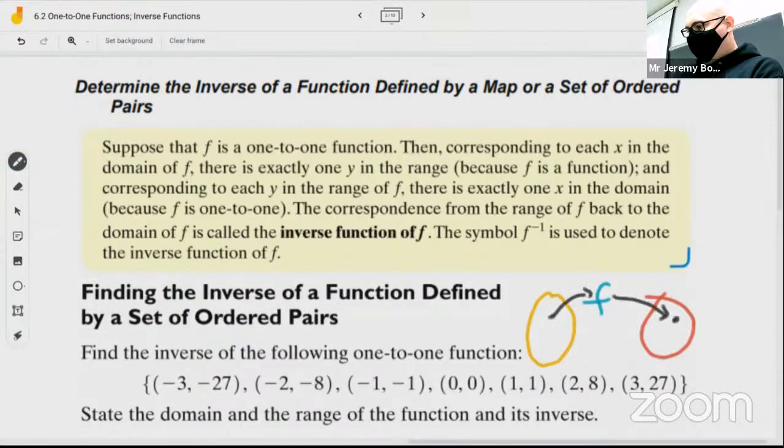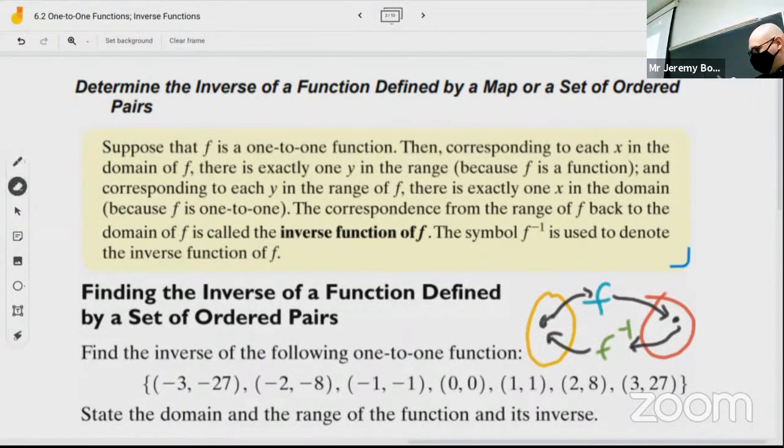Mapping it to here, then f inverse is doing the opposite. It's going to map backwards from that one to that. That is what the inverse function does. This is a -1 up here. I'm going to clean it up because it just looks like a weird symbol. But that is what an inverse function is.